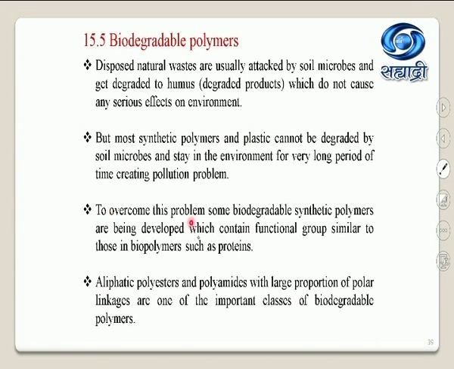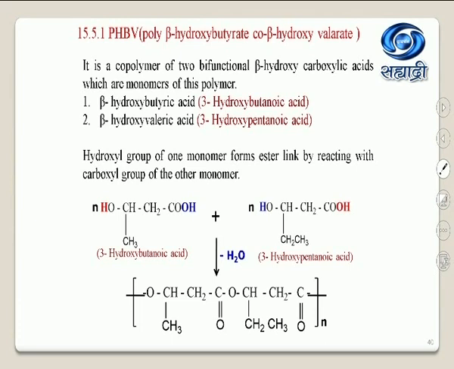So to overcome this problem, some biodegradable synthetic polymers are being developed which contain functional groups similar to those in biopolymers such as proteins, and therefore it is very easy for degradation in soil. Aliphatic polyesters and polyamides with a large proportion of polar linkages are one of the important classes of biodegradable polymers. Now the first biodegradable polymer is PHBV.